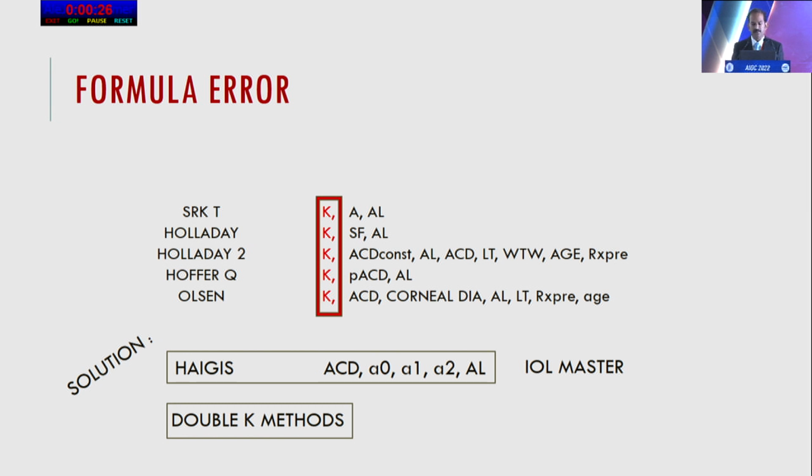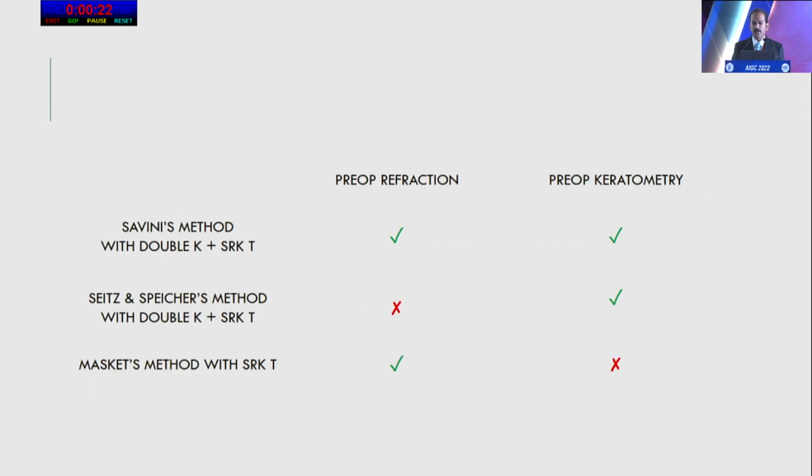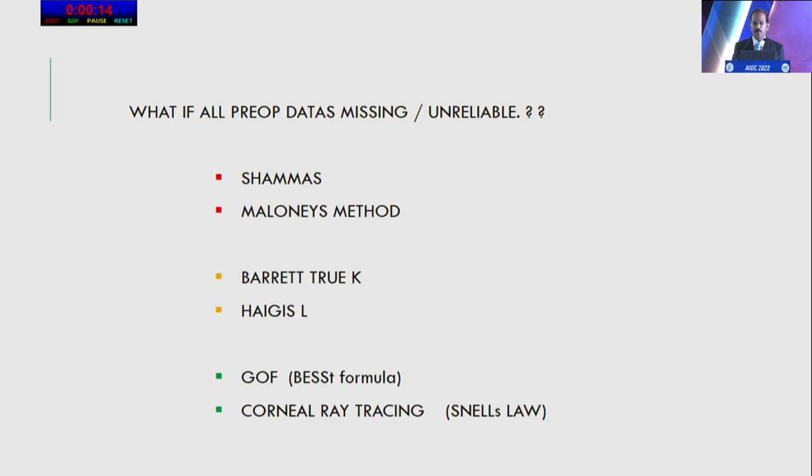One such formula is the Haigis, which is already incorporated in the IOLMaster, or it's better to go for a double K method. Depending on the preoperative refraction and the keratometry, you can go for the preferred double K method. In case the patient doesn't have preoperative data, or if it is unreliable, which is going to be the most common case in our practice, you can go for the older technique of Shammas and Maloney's method, which is there even in the older generation optical biometers.